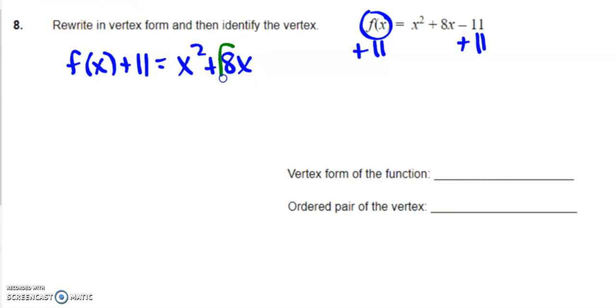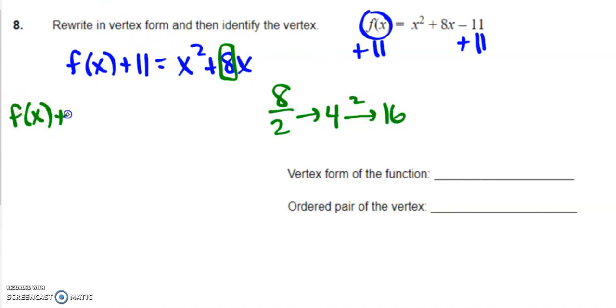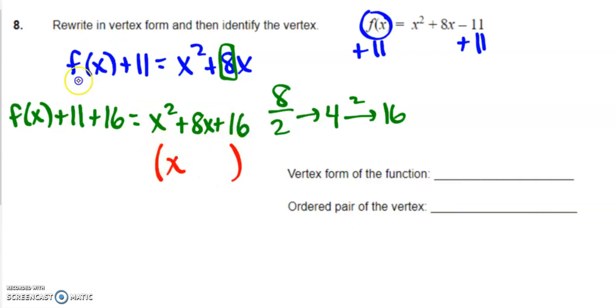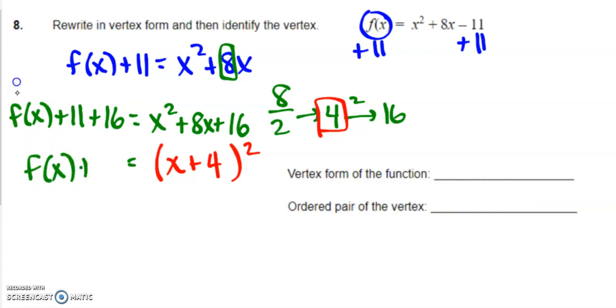I'm then going to take half of my b term and square it. Add that value to both sides. This side gets broken down into (x plus 4) squared. This side is going to be f of x plus 27.